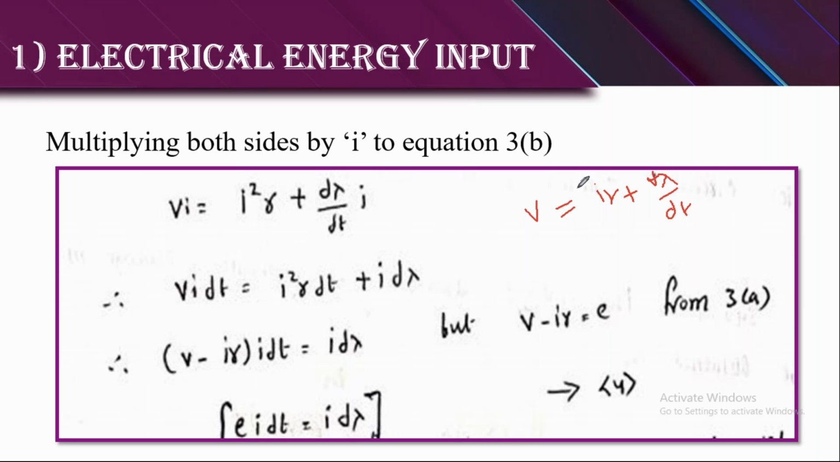Now I want to know the power equation. What we have to do? We have to multiply both sides with I. If you multiply both sides by I, then it becomes power. Power is equal to VI, right? That's why I want to know the electrical power, so I multiply both sides by I. Then you will get VI equals I squared R plus dλ/dt into I. Now if you cross multiply this with dt, you may get this equation. So keep note of these equations. VI dt equals I squared R dt plus I dλ.